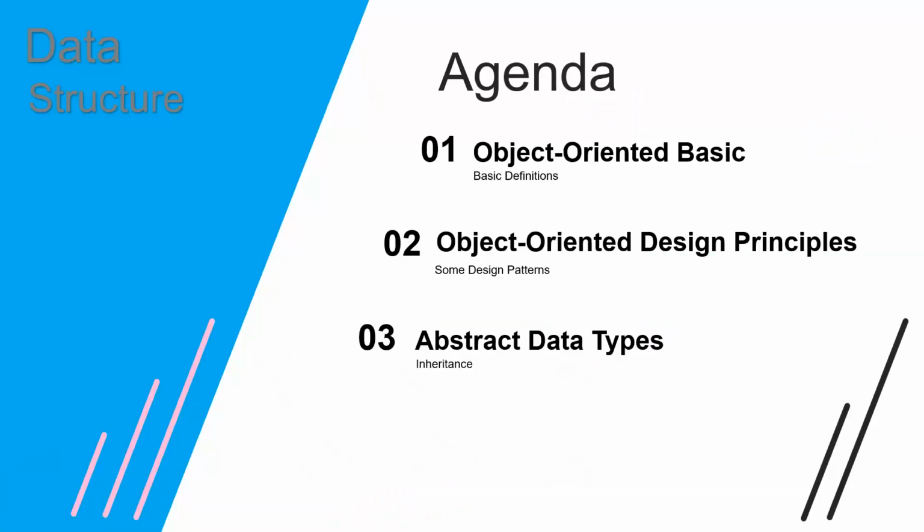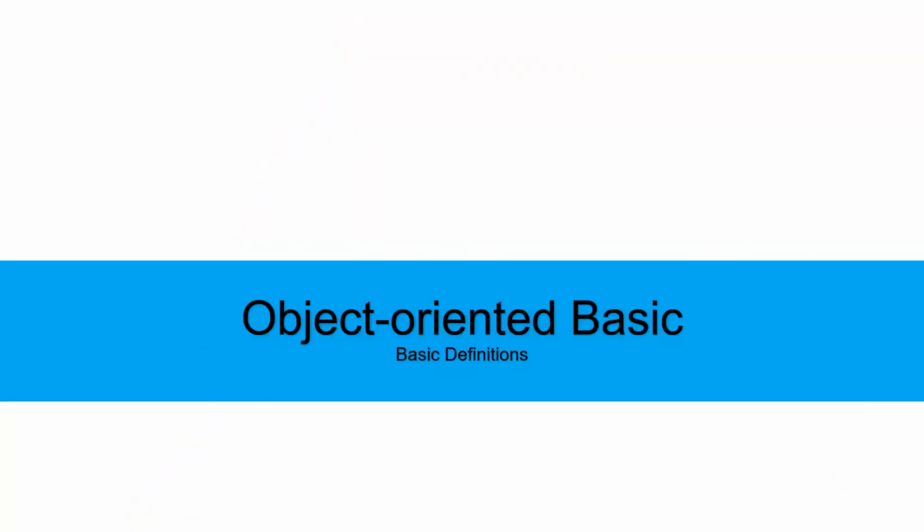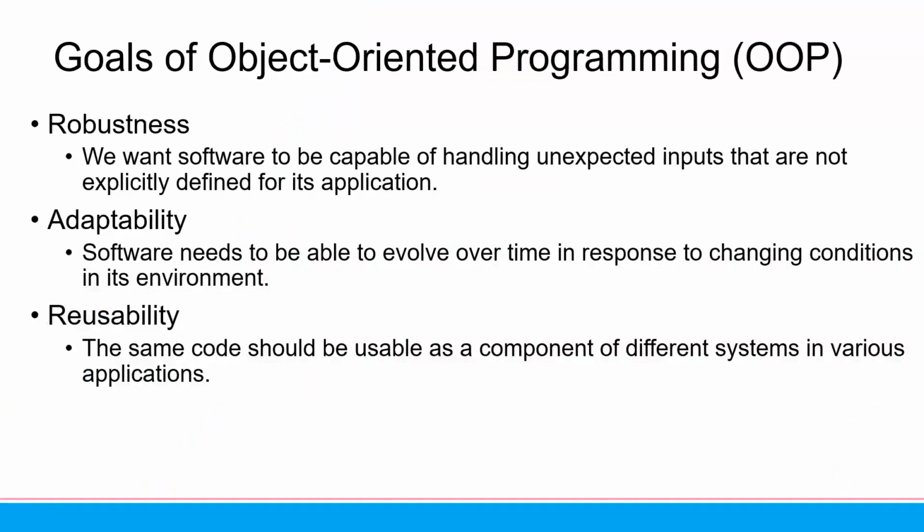And when you are dealing with this kind of object-oriented programming, you need to understand what is meant by object, and what the attributes or properties of the object are, and how you can design the object-oriented design. The first is you need to understand why we need to understand object-oriented programming. The goal is robustness, because some software may handle unexpected inputs.